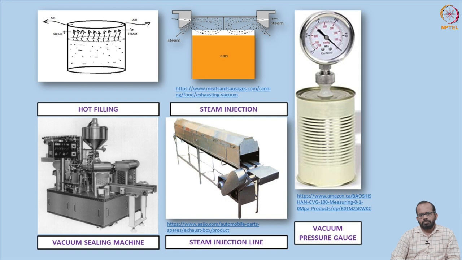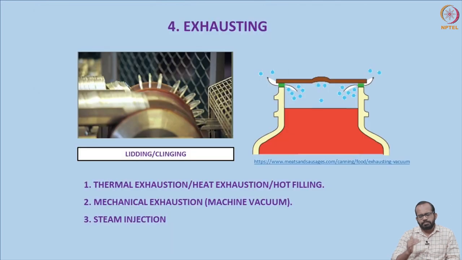Exhausting is basically removal of air from the container headspace, as we discussed earlier. Before exhausting, the lid is just placed on the container, which is called lidding. If no double seaming is done yet, this is also known as clinching. So a clinching procedure is applied before double seaming, because only a single seam is provided. After lidding, a normal clinching is provided to the container.